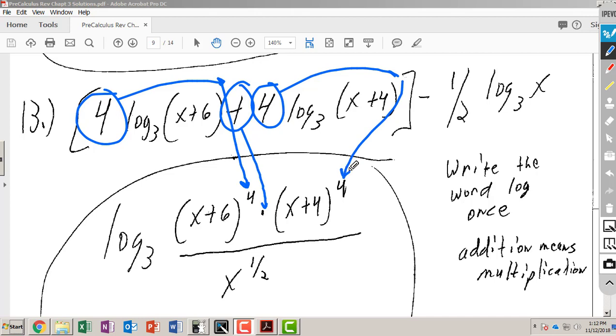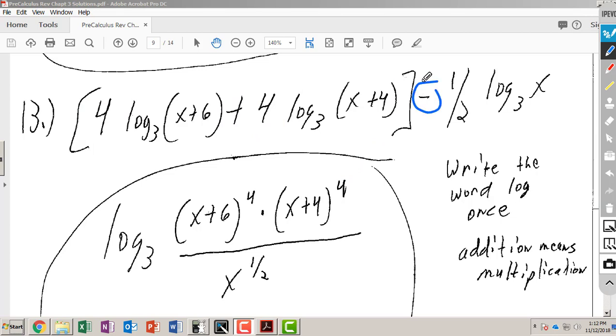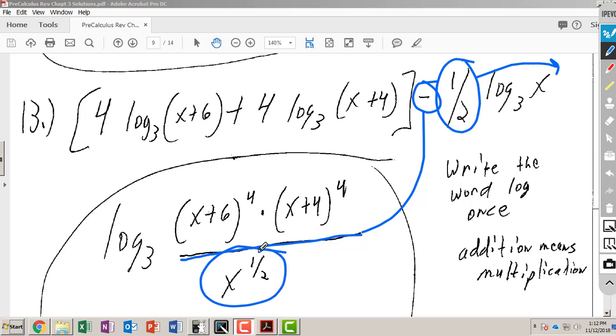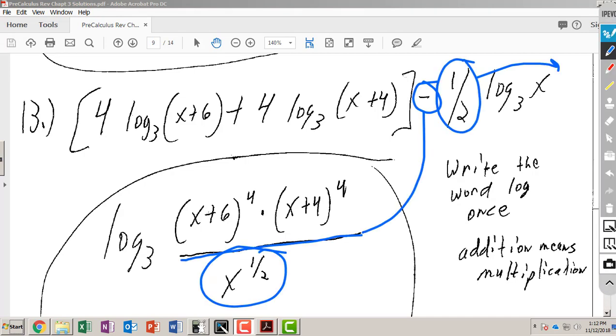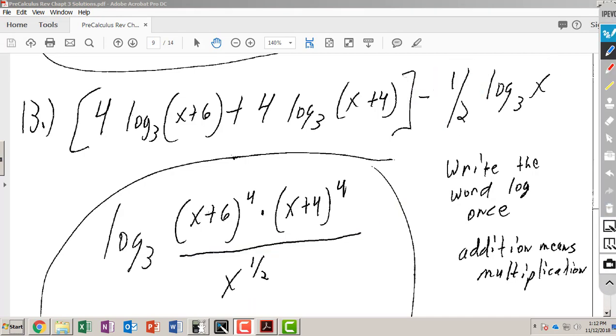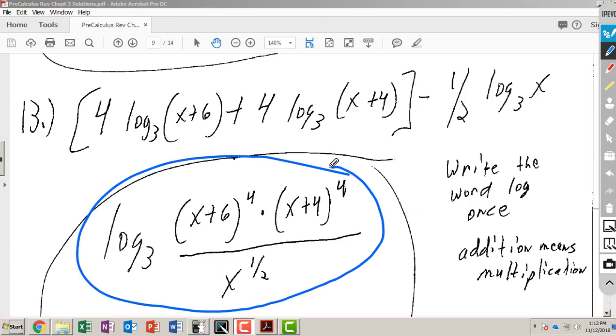And then this minus sign right here means division. So here's my division. And then this 1/2 power is going to go up top, so that becomes x to the 1/2. If you want to, you can just go ahead and leave this as your answer. Your answer would be log base 3 of x plus 6 to the 4th times x plus 4 to the 4th, and then that's all divided by x to the 1/2.